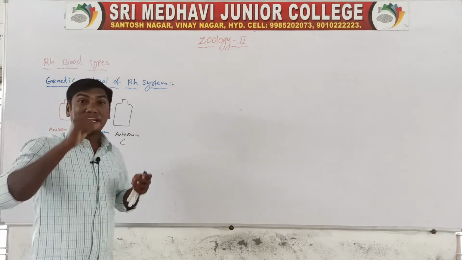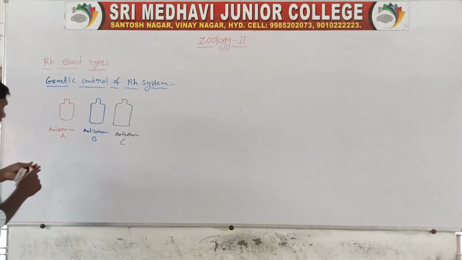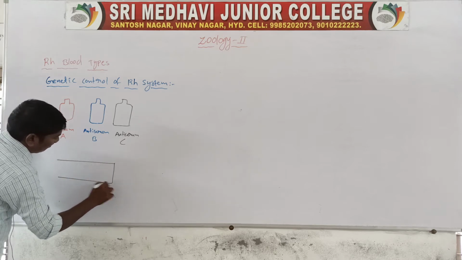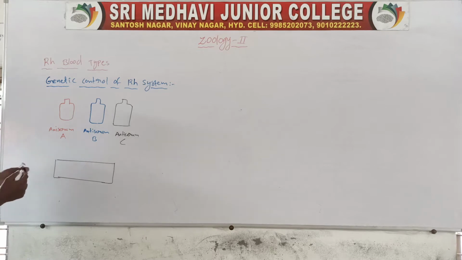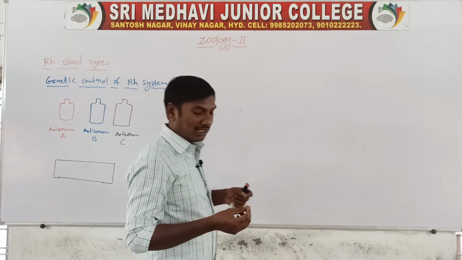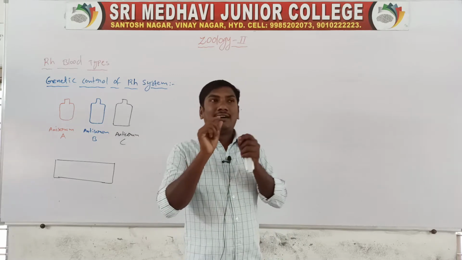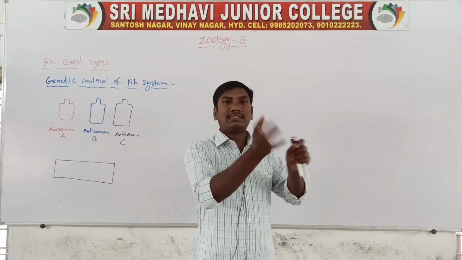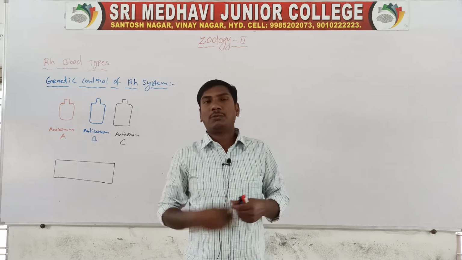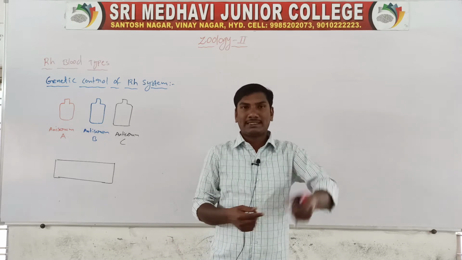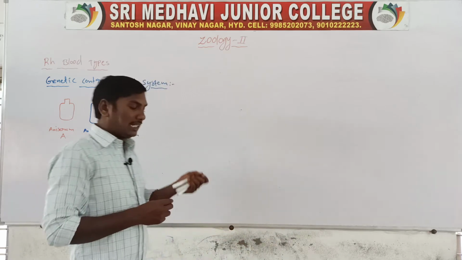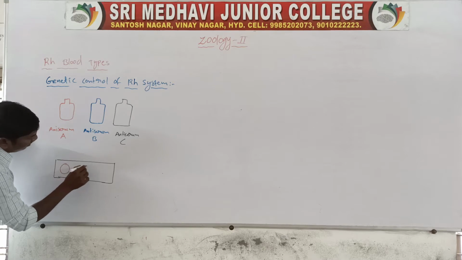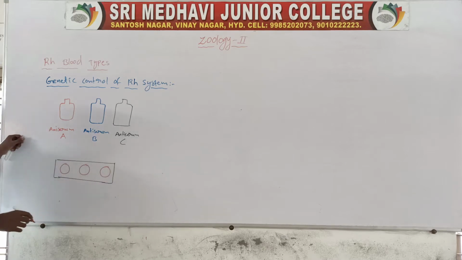Next, take one glass slide. On this glass slide, we place the blood of the person to be identified. For example, a patient's blood test may show A, B, AB, or O blood group, positive or negative. Take 3 drops of that person's blood.